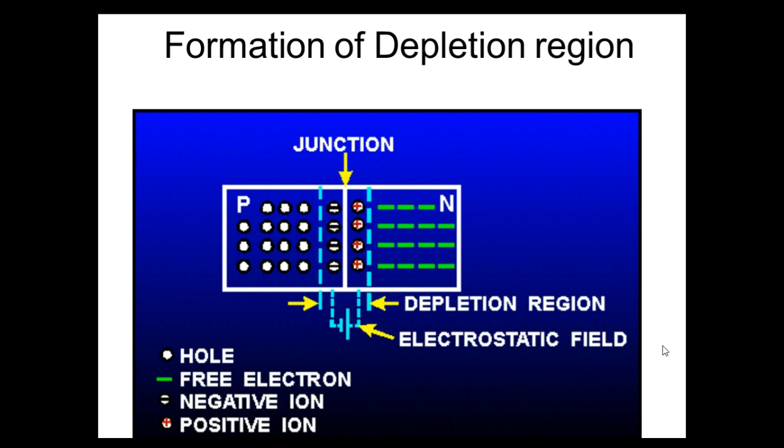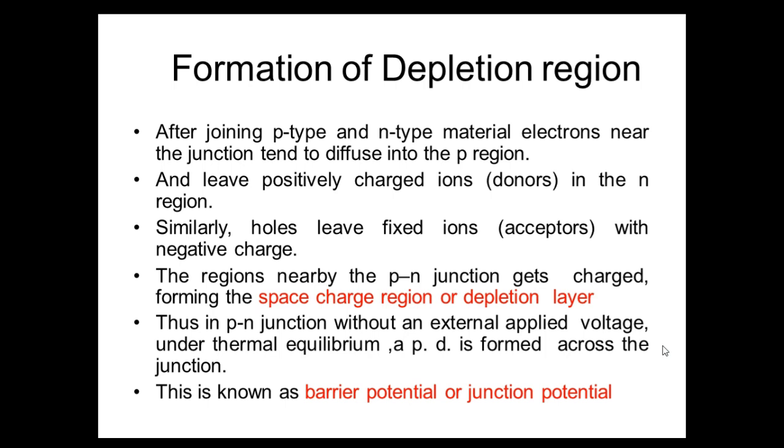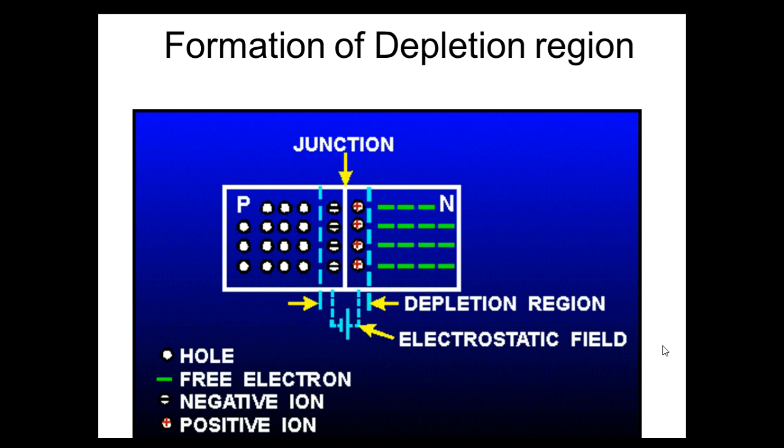That potential is called barrier potential or junction potential, and you can see the polarities of that barrier potential. The negative ion will be on the p type semiconductor side, so that is represented by the negative symbol of the battery, and the positive symbol of the battery is used to represent the positive ion side that is present in the n type material near the junction.